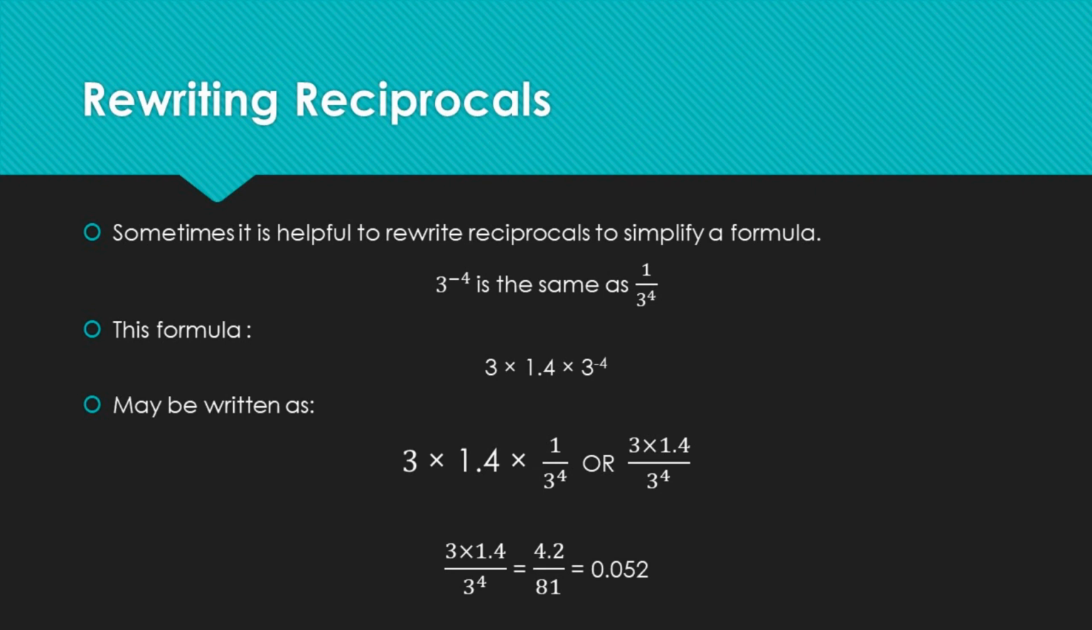Let's look at a formula. 3 times 1.4 times 3 raised to the negative fourth power. It can also be written as 3 times 1.4 times 1 over 3 raised to the fourth power. That's also the same as writing 3 times 1.4 all over 3 to the fourth power. 3 times 1.4 equals 4.2. 3 raised to the fourth power is 81. 4.2 divided by 81 is 0.052.